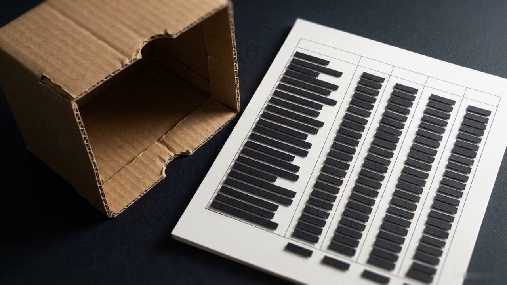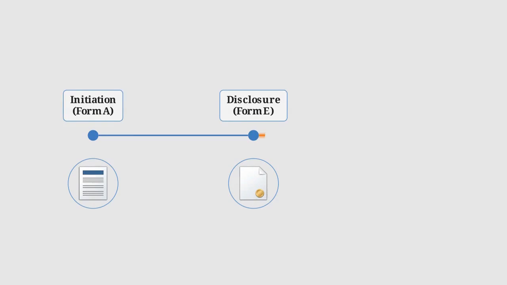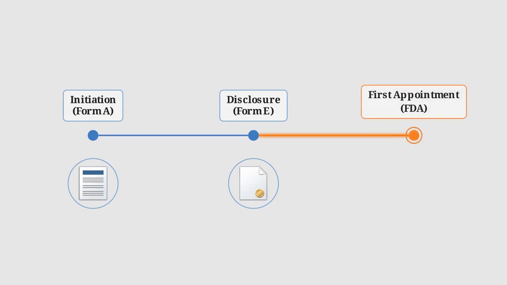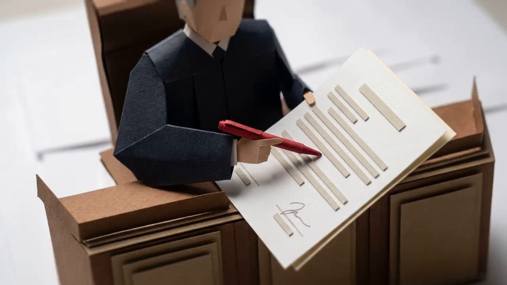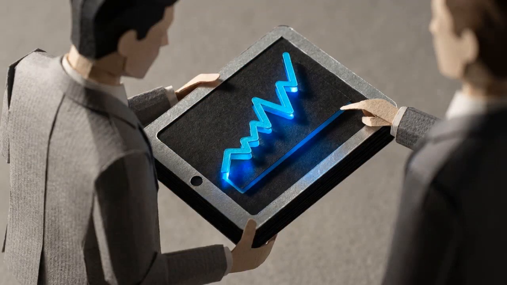Without the uncompromising transparency forced by Form E, the court has no accurate data to divide, rendering all subsequent stages of the funnel useless. Once disclosure is complete, the timeline advances to the first major hearing, the first appointment, or FDA. The FDA is an exercise in strict case management. The judge determines exactly what issues remain in dispute and decides if expert evidence, like a pension actuary, is necessary to value the assets.